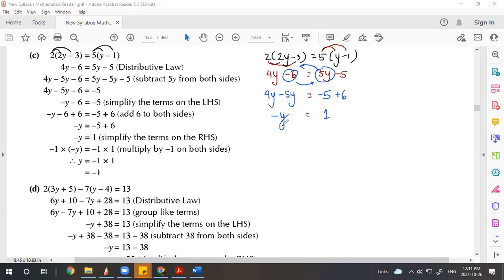So how can you find y? Okay, just change the sign. Or you can multiply both by negative 1. Negative 1y by negative 1. So you will get the answer of negative 1.